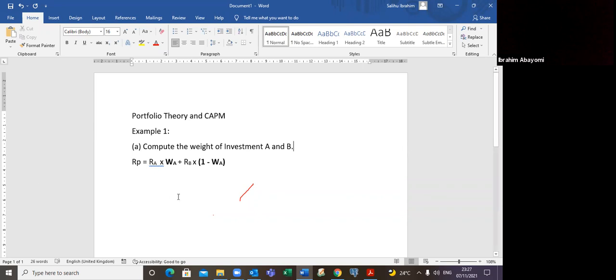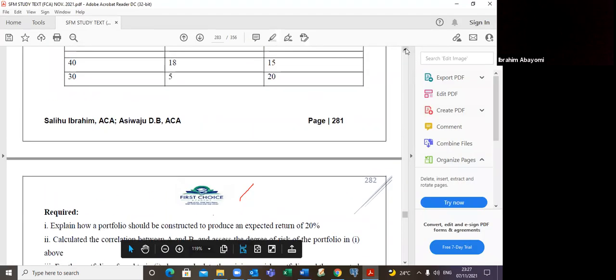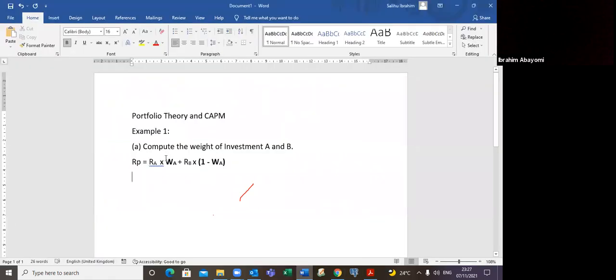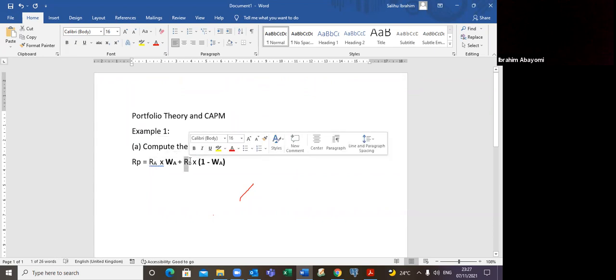So I will come here. The first thing I need to compute, if you look at the question, you can see how the question is given. You need to go and compute expected return on A and expected return on B. That's the first thing you need to go and compute.